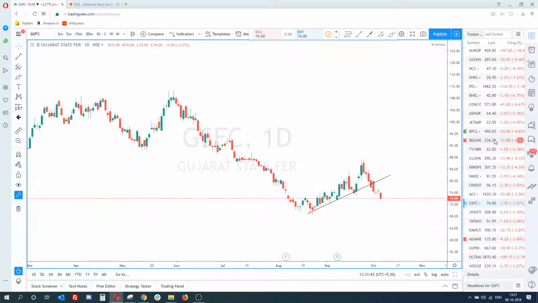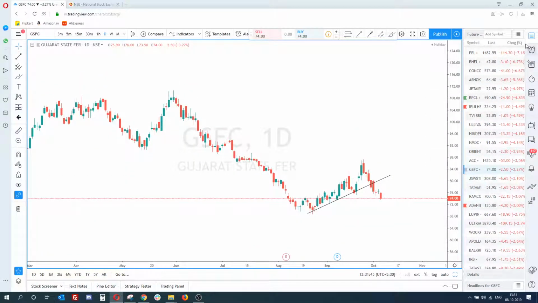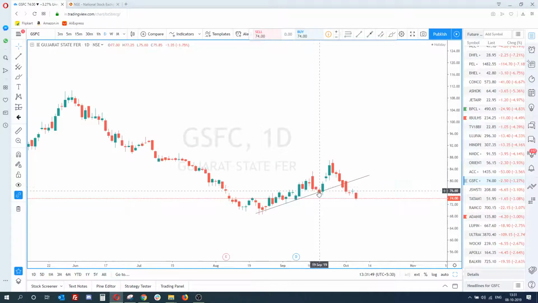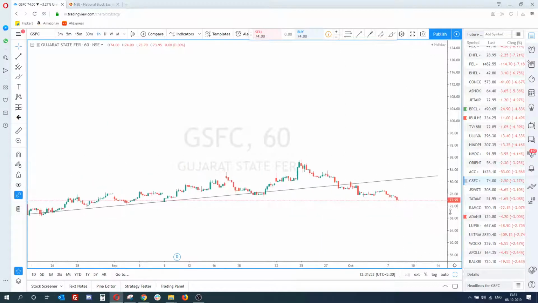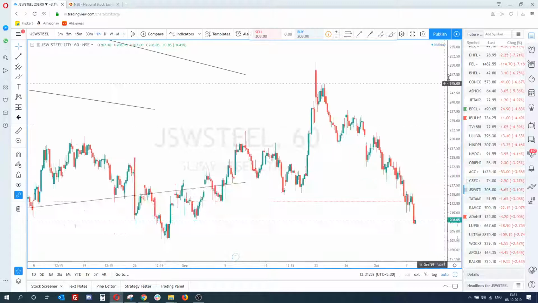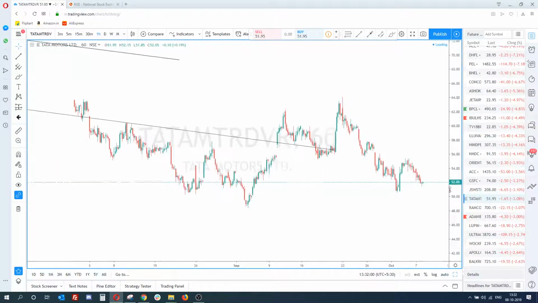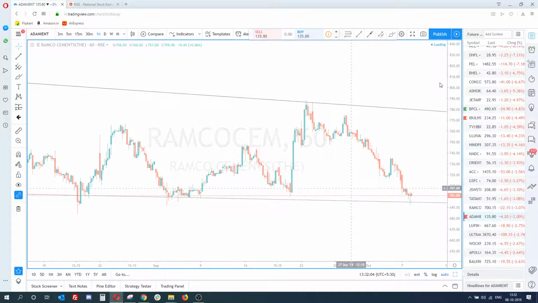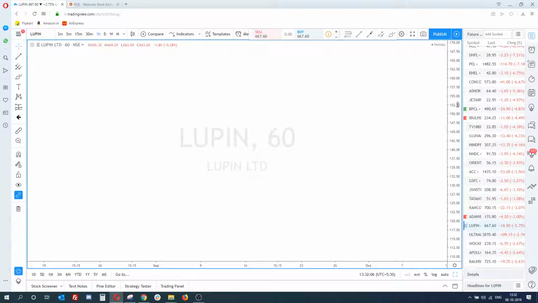So again, it's not necessary that you should stick with the daily time frame. If you don't see anything in daily, feel free to stick to the 1 hour time frame and see if there is any pattern you are able to see. Right now I don't see anything in the 1 hour time frame.